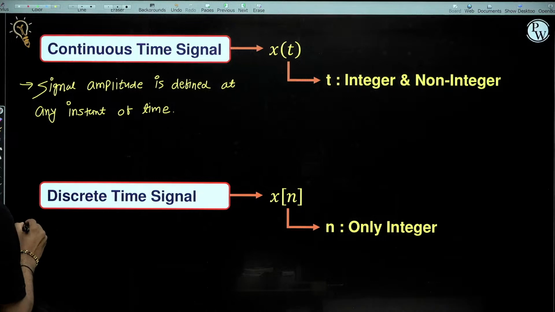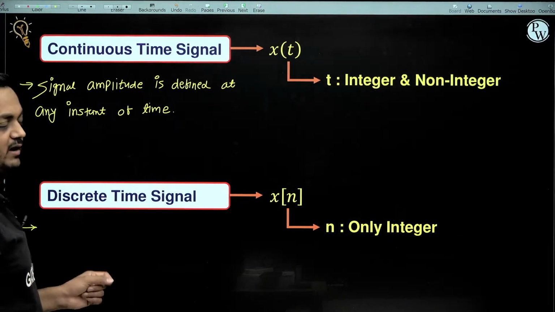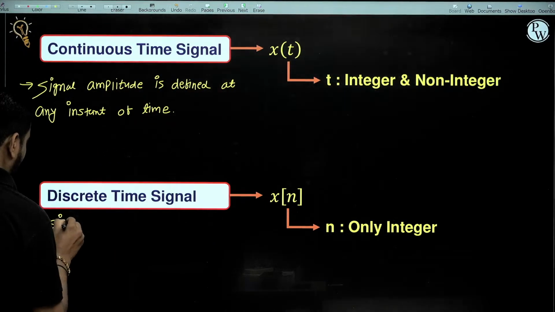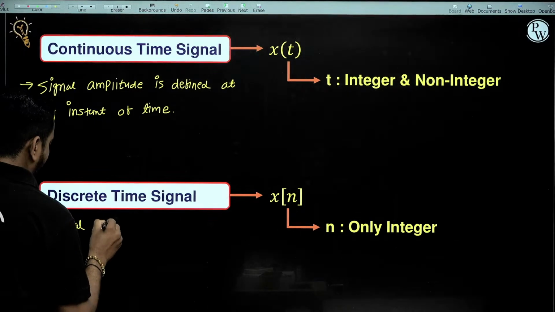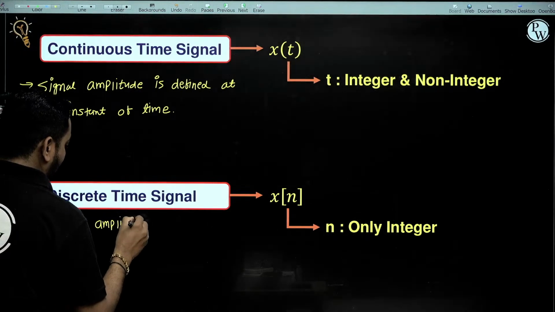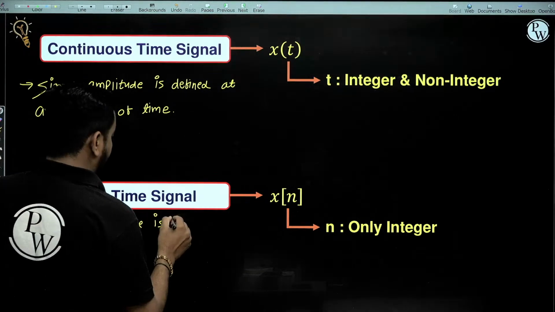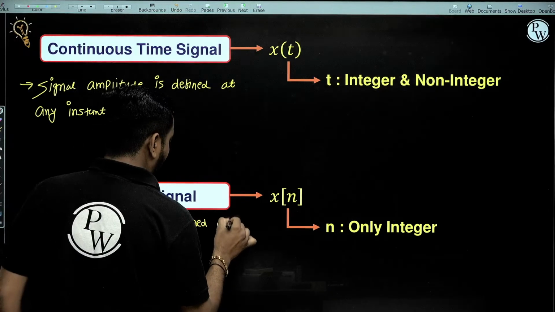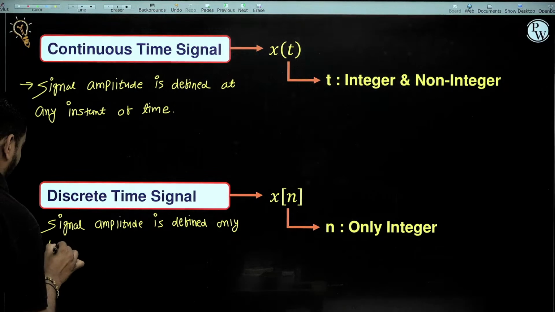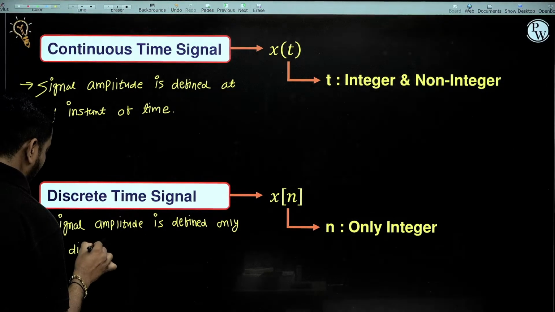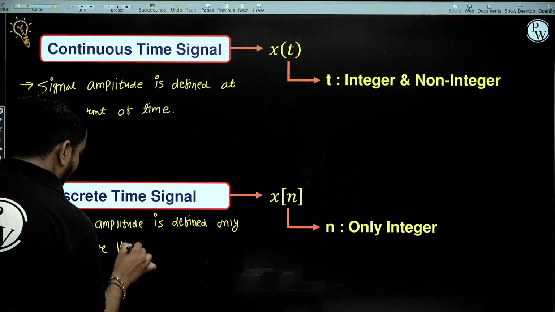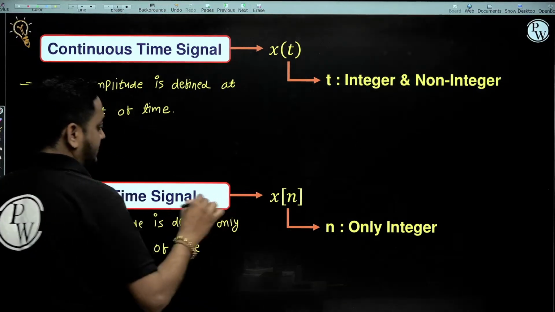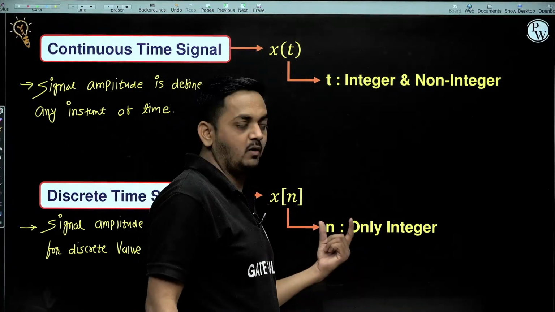And in discrete time, signal amplitude is defined only for discrete values of time guys, at discrete values of time. So here signal amplitude exists or is defined only for discrete values of time, correct? So here in a discrete time signal, only integer values of time.